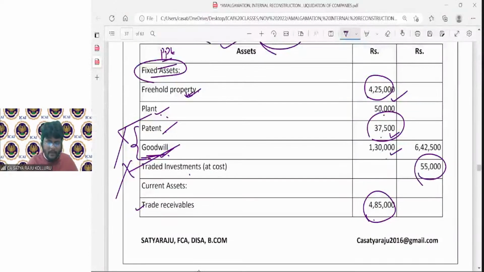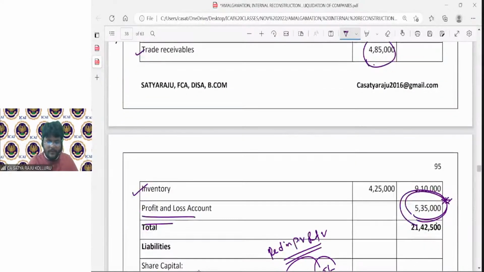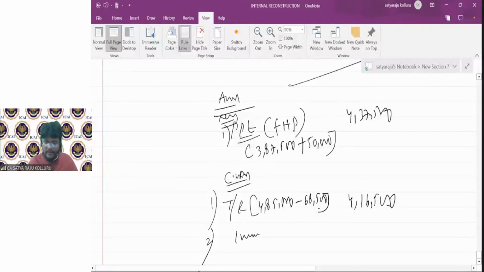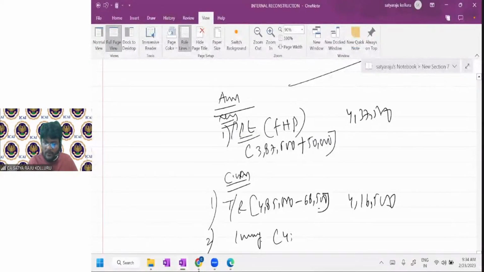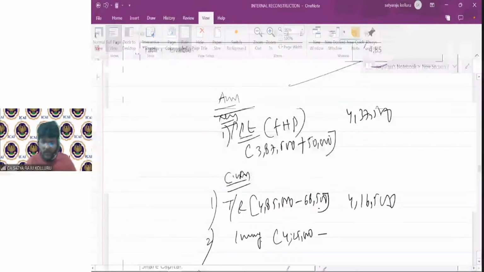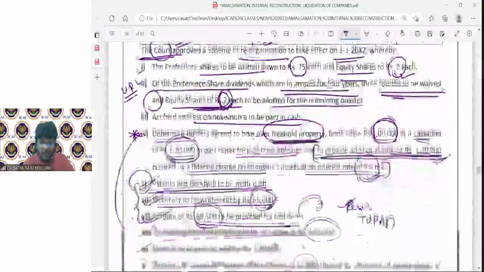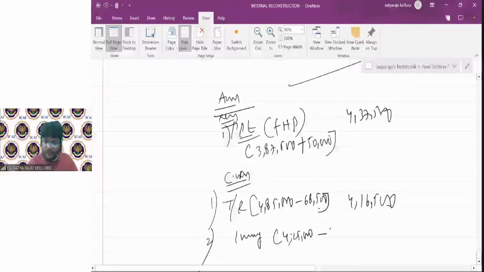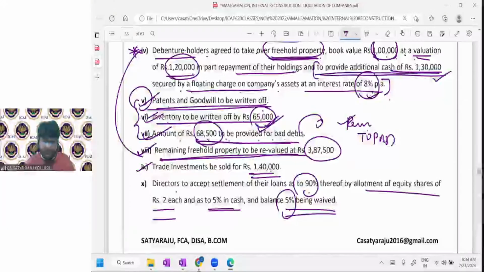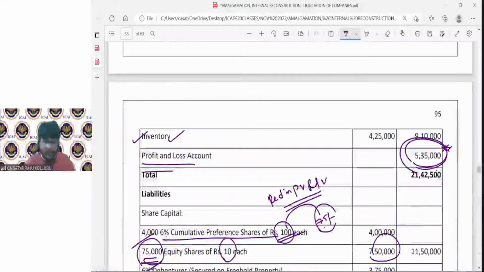Next, after trade receivables, inventory. Inventory valuation also decreased, guys. Inventory given at 4,25,000. How much value did we actually reduce for the inventory? 65,000. So reduce that 65,000. So 4,25,000 minus 65,000, which I got 3,60,000. After inventory, payables and account debit balance already nullified.